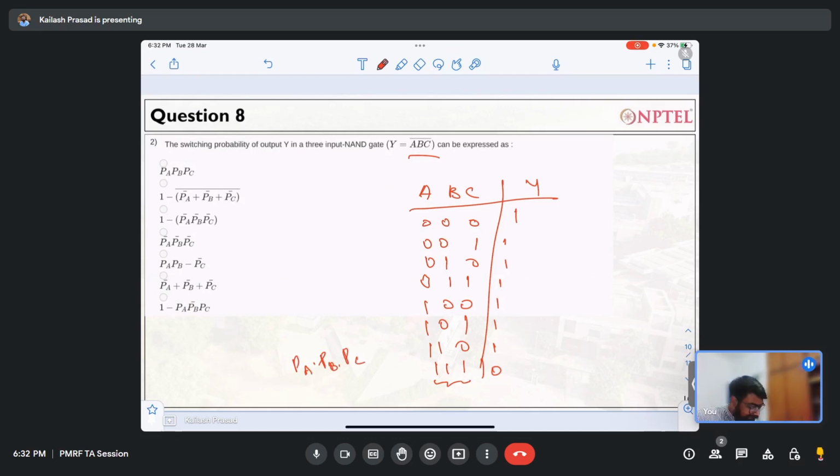And this will be 1 minus PA multiplied by PB multiplied by PC, right? So this will be the switching probability of that. We do not have any option of 1 multiplied by PA dot PB dot PC. So let me break this PA PB PC using De Morgan's law. If you have two bars over here, this will be 1 minus PA bar plus PB bar plus PC bar, to the whole bar, and this will be your correct answer.